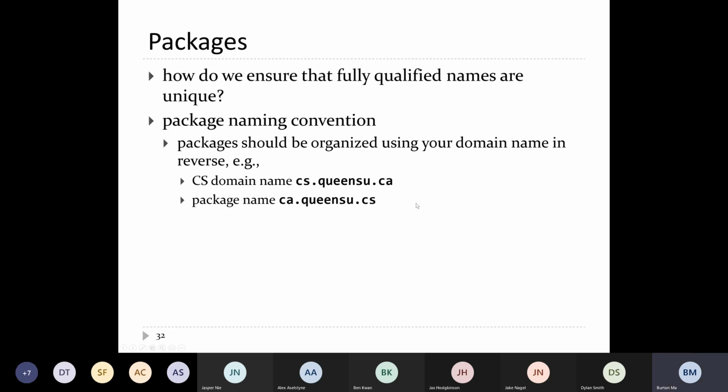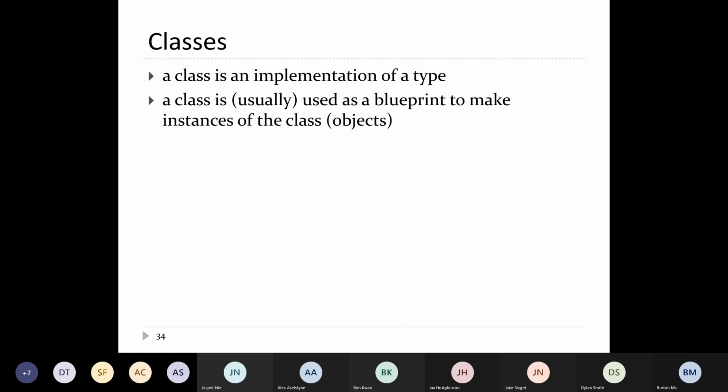Okay, so that's packages. Now, what about classes? A class is an implementation of a type. When you want to make a new type, you just make a class or an interface. In a class, you define the constructors, the fields, and the methods. To make an object, essentially you make a copy of the class. I'm going to show you exactly what that means in a second, but you can think of a class as the blueprint to make objects.